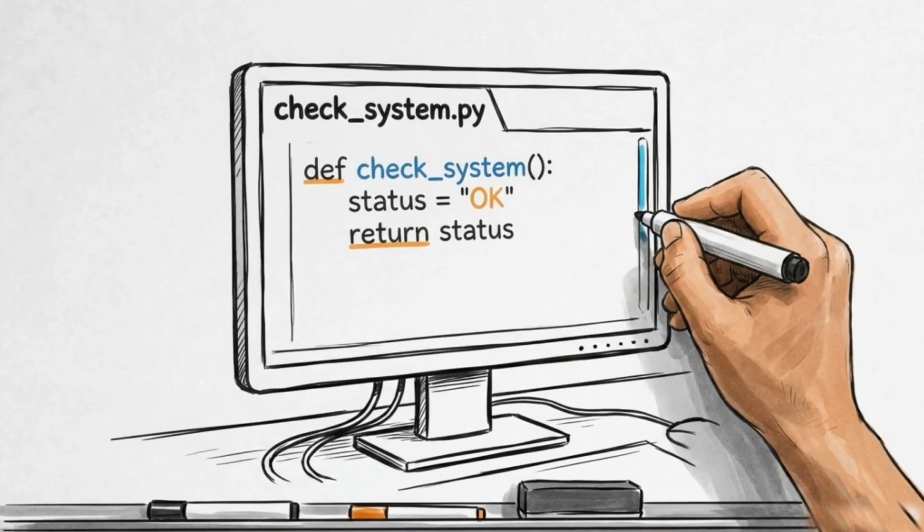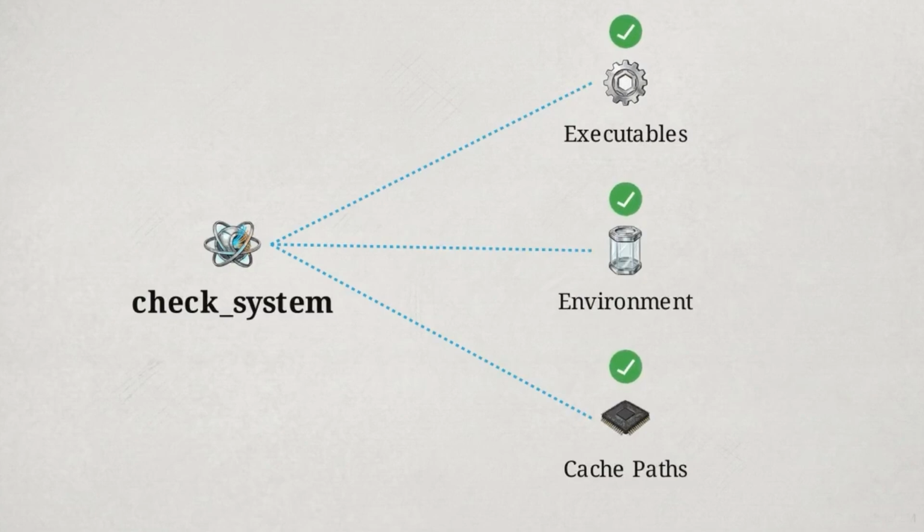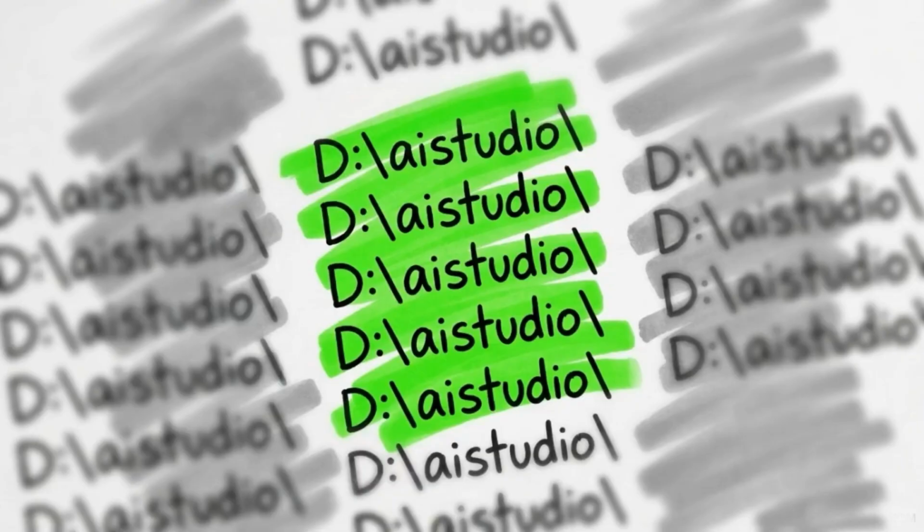To confirm the entire structure, we write one last Python script that actively queries the system for the location of our executables, the Conda environment name and the cache paths. Running that script prints out the results. Seeing the D drive path listed for Python, FFmpeg, Git and the Hugging Face cache proves our isolation strategy worked.